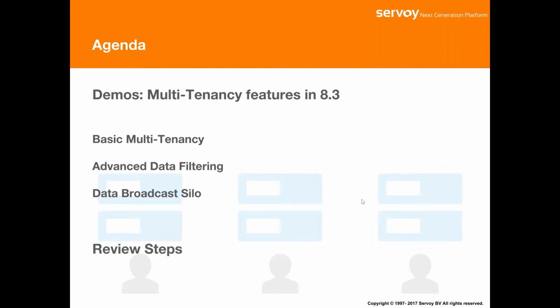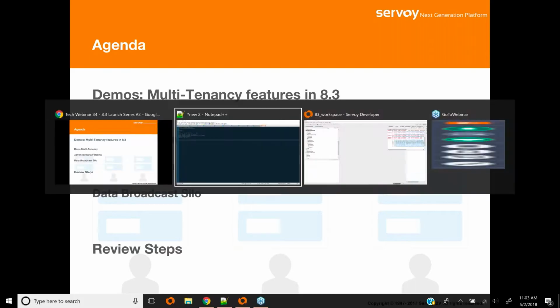As is the tradition, we're going to start with some demos, and then we'll review what we saw and how we did it. I'm going to jump right into a demo about basic multi-tenancy, and then we'll talk a bit about advanced data filtering, because we added some enhancements around filtering in general, and we'll talk a bit about performance enhancement around siloing the data broadcast events.